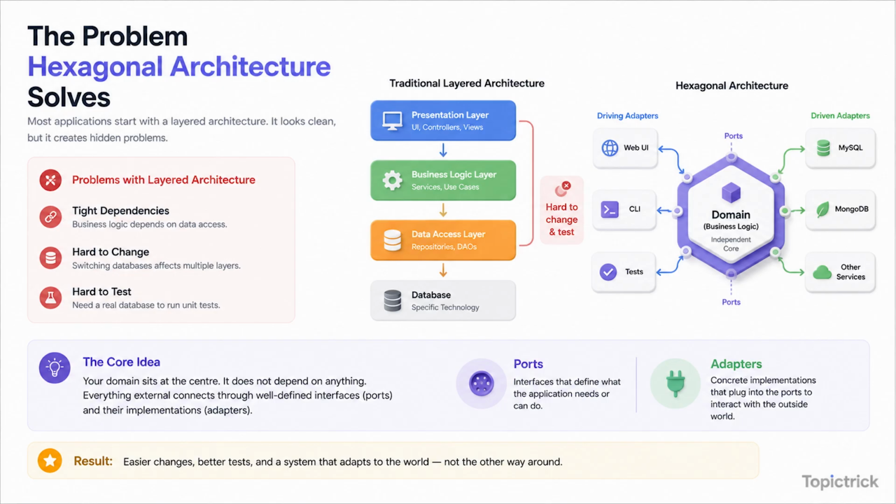Alistair Cockburn looked at this and asked a very simple question. What if both the user interface and the database were treated the same way? What if both were considered external things that just plug into your application, rather than layers that your application is built on top of? That question is the seed of hexagonal architecture.